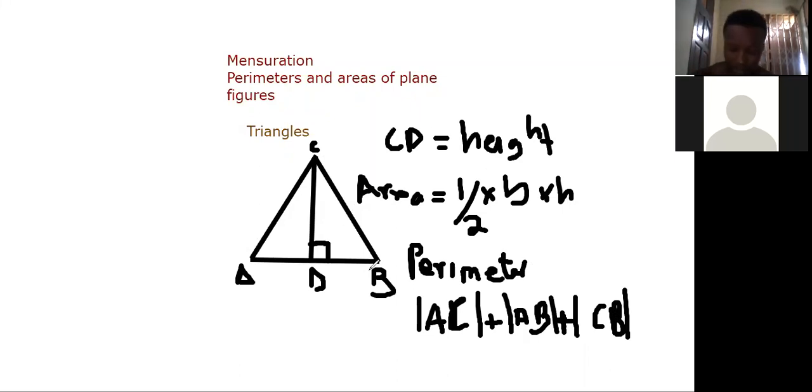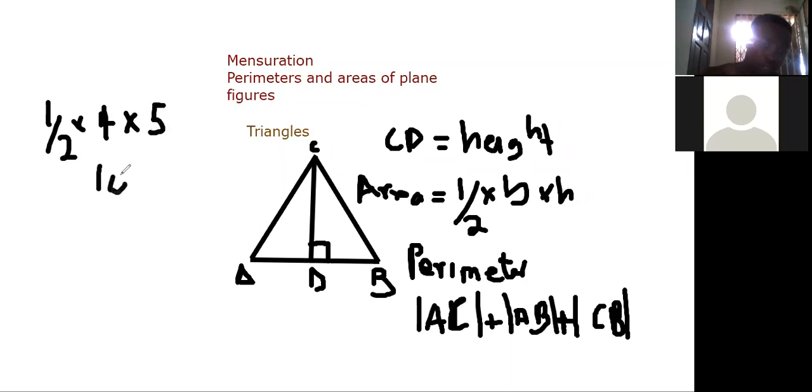Now, let's say find the area of a triangle whose base is 4 cm and height is 5 cm. The base of the triangle is 4 cm, so it will be half of 4 times the height, which is 5. So this will be 10. Then you add the units. It's distance, so it can be centimeters, millimeters, or meters, depending on the units given in the question.